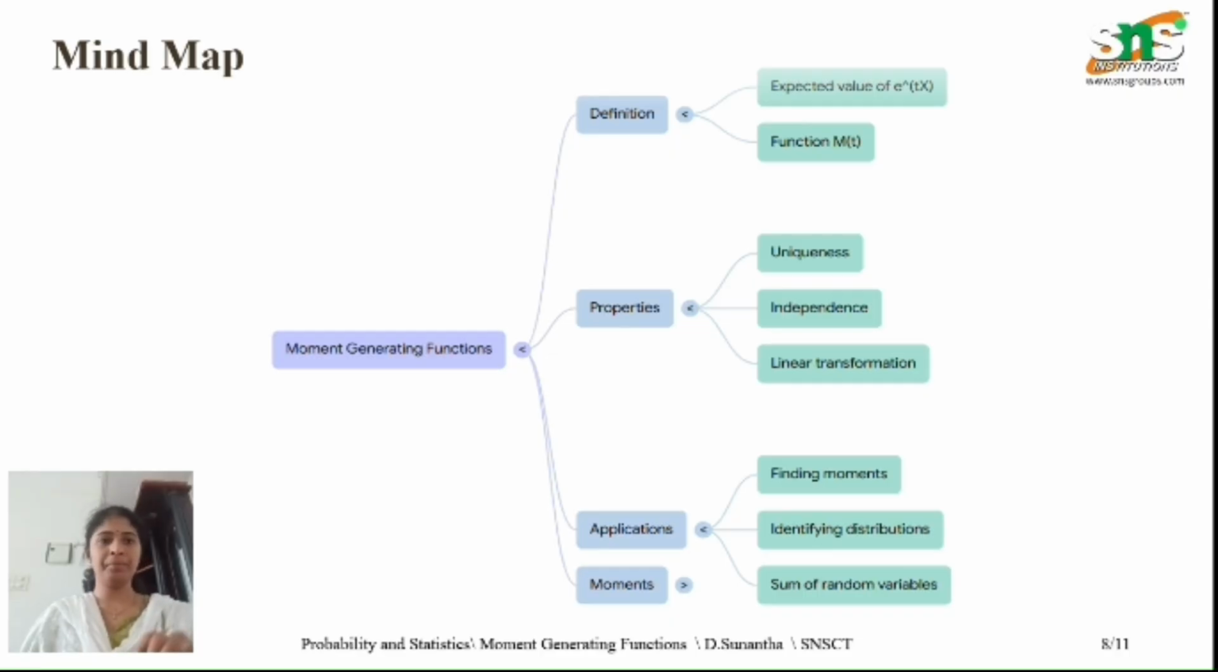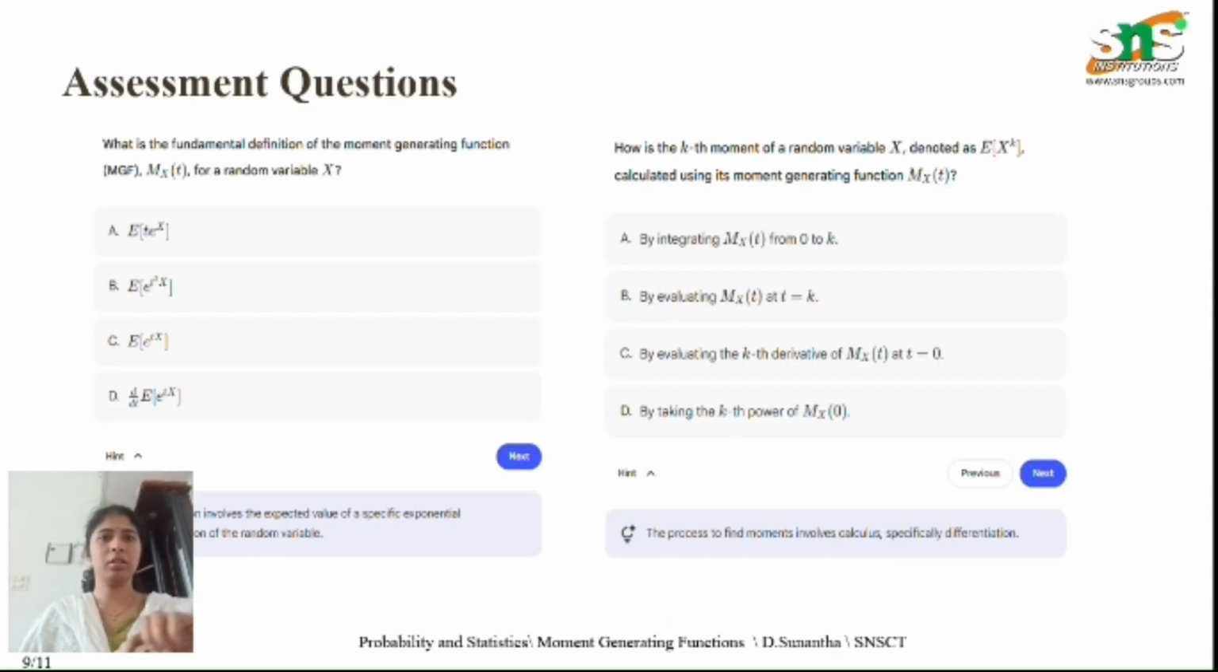Next is the assessment. What is the fundamental definition of the moment generating function, MGF, of a random variable? It is E of e power tX. Next, how is the kth moment of a random variable X denoted? The answer is the process to find the kth derivation.